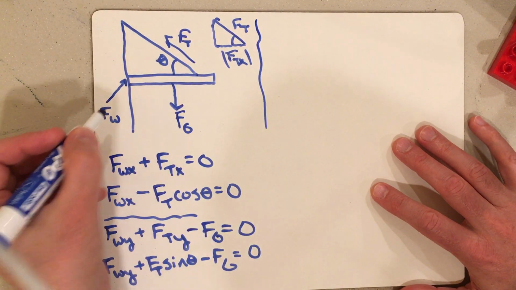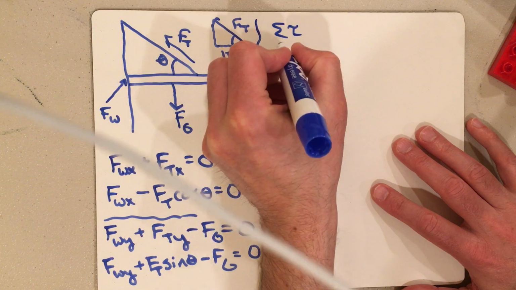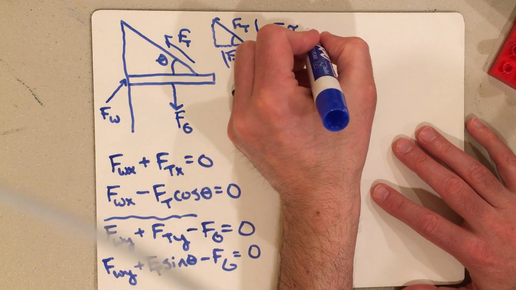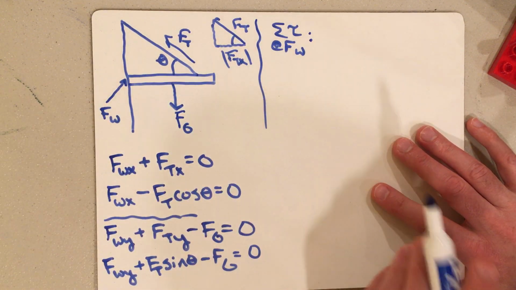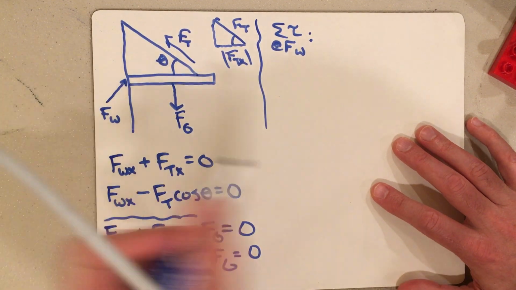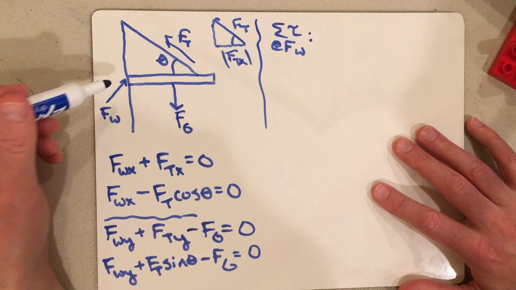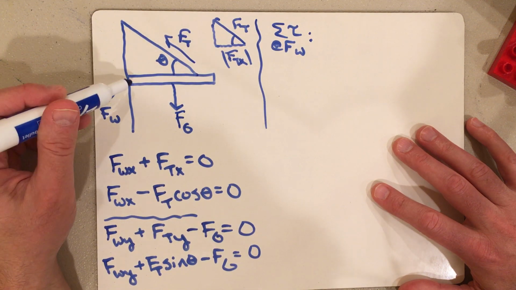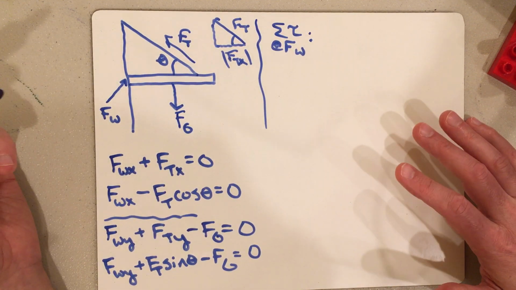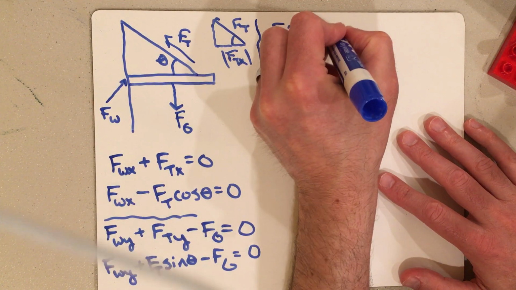So I'm going to do the sum of the torques, and I'm going to start with at Fw. This is my own personal notation, just lets me know I'm doing torques now, and my rotational axis is right here at Fw. So Fw is not going to create a torque because it is being applied right at my rotational axis. So its lever arm is 0. That means it doesn't create a torque. So these are the only two forces creating a torque. So I'm going to have the torque due to tension.